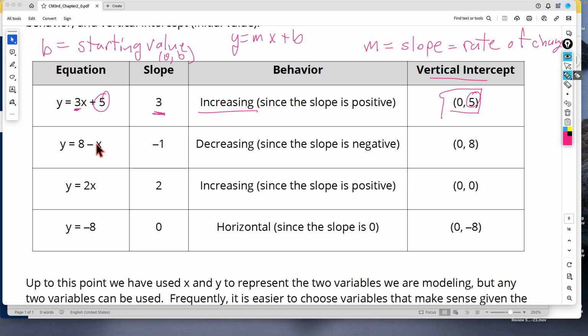Okay, so here, notice that they've switched the order, right? But there's a -1 in front of the x, so that's why the slope is -1. Since the slope is negative, it's going to be decreasing, which means it's going to go down, increasing when it went up. And then our vertical intercept, or starting value, I'll put that here.